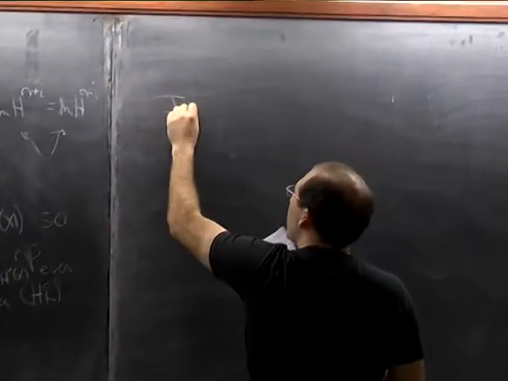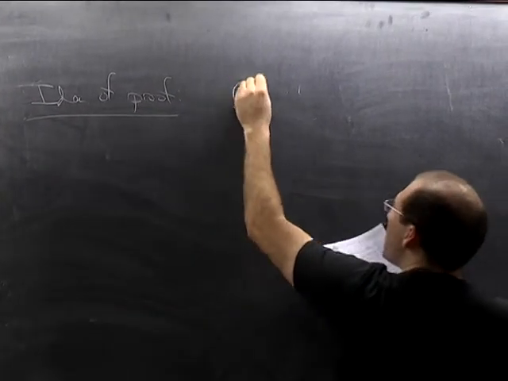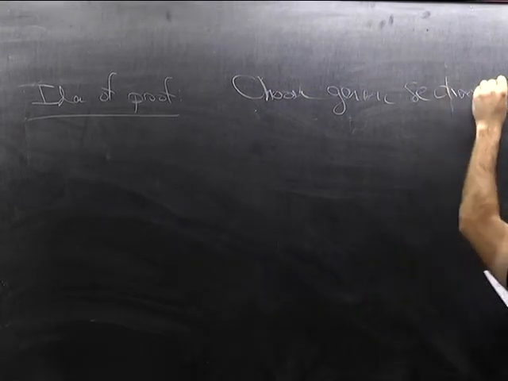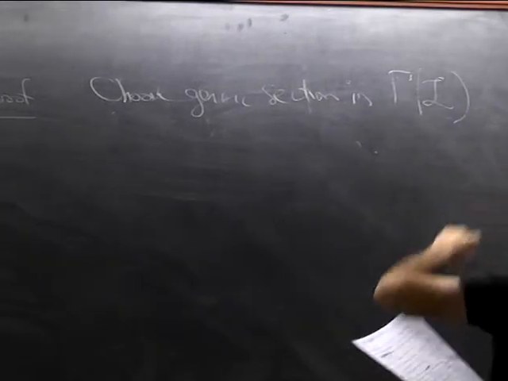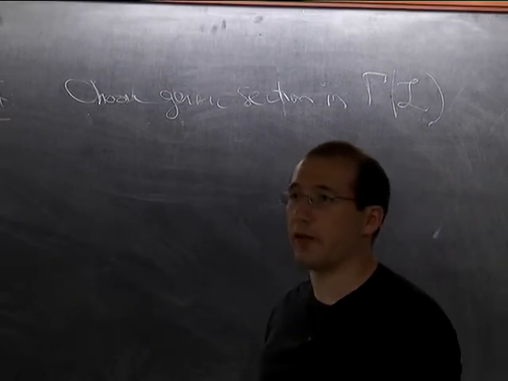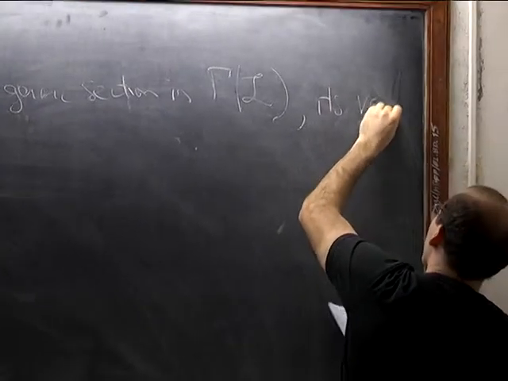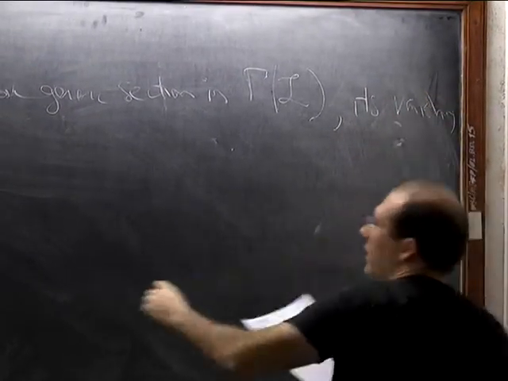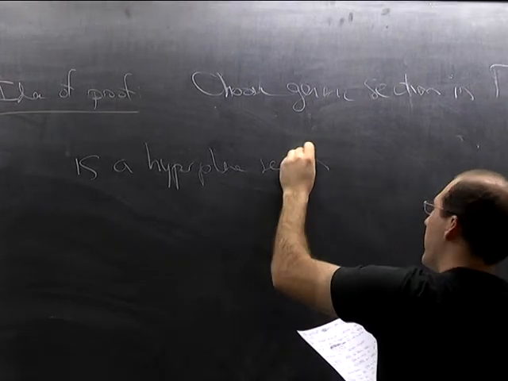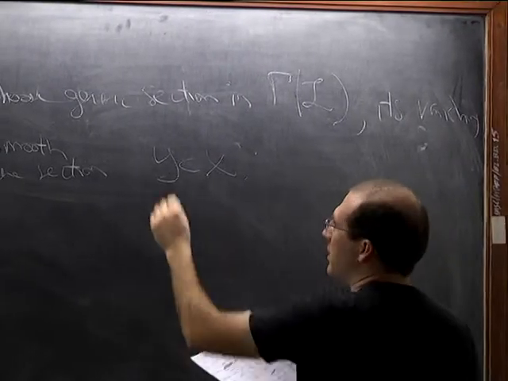Okay, so the idea of proof. If you choose a generic section in the sections of L, then its vanishing, since you chose a generic section, will itself be a smooth projective variety. Its vanishing is a so-called hyperplane section, which is smooth, Y in X. Let's call this inclusion map iota.